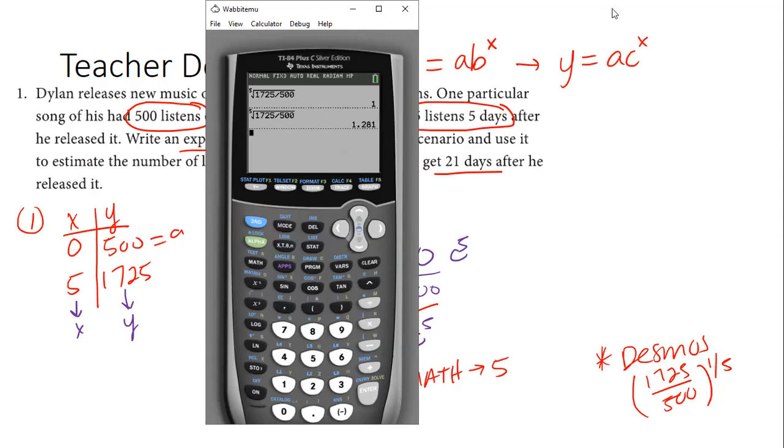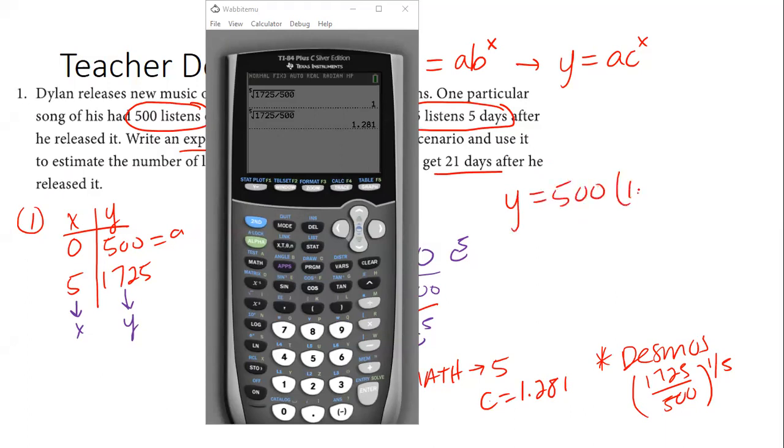Okay. All right, so I have 1.281. Did we all get that? So now we have our C value, and because we have our C value, we can now write our full equation. Does that make sense? So we know C equals 1.281. So our equation is Y equals 500 times 1.281 to the X.